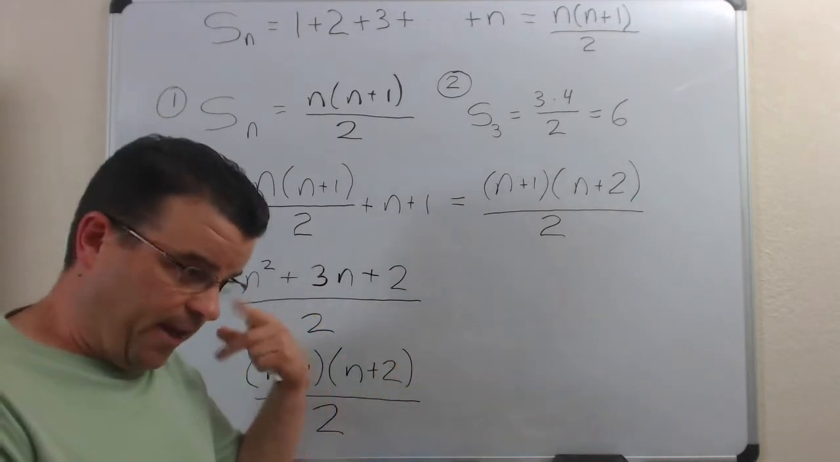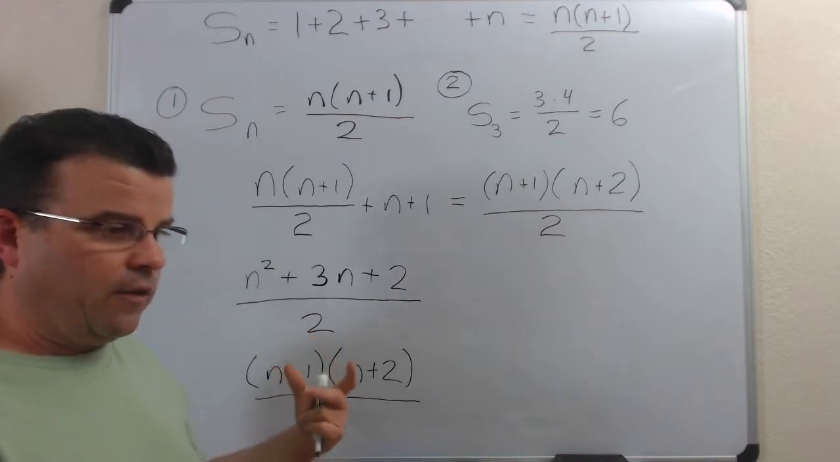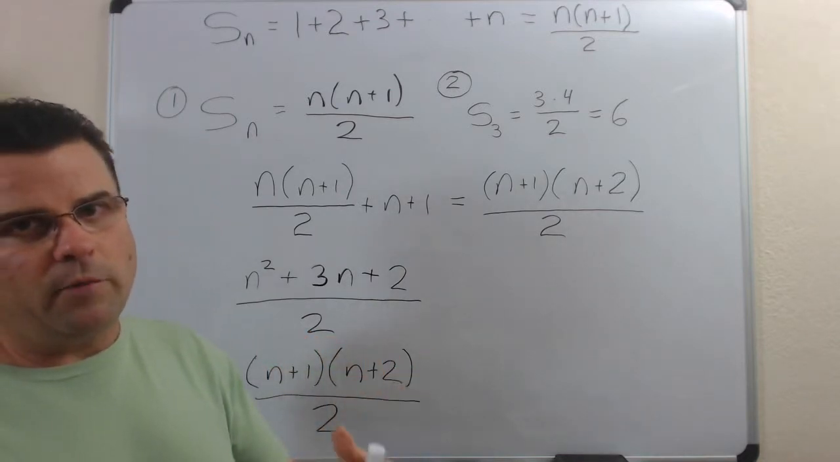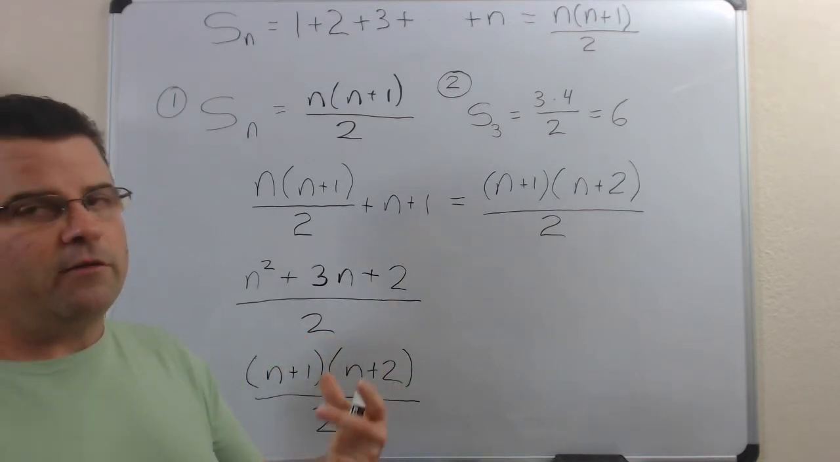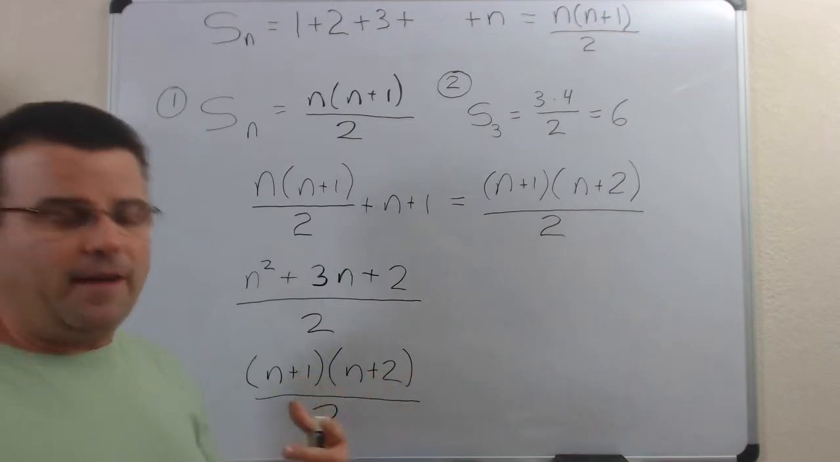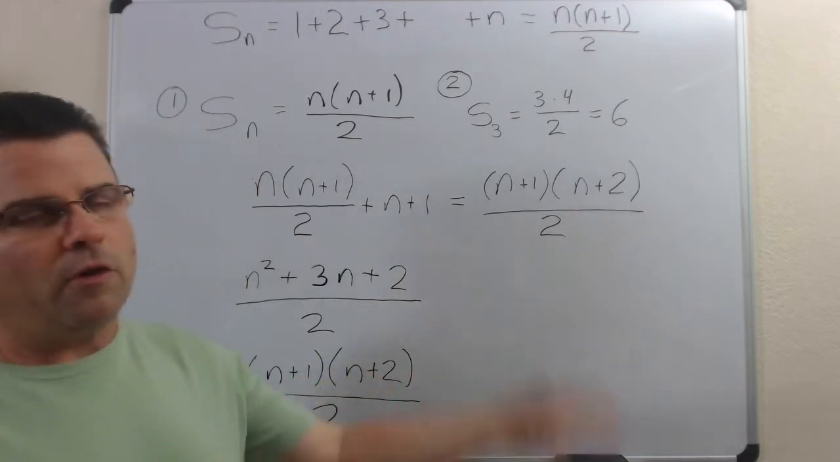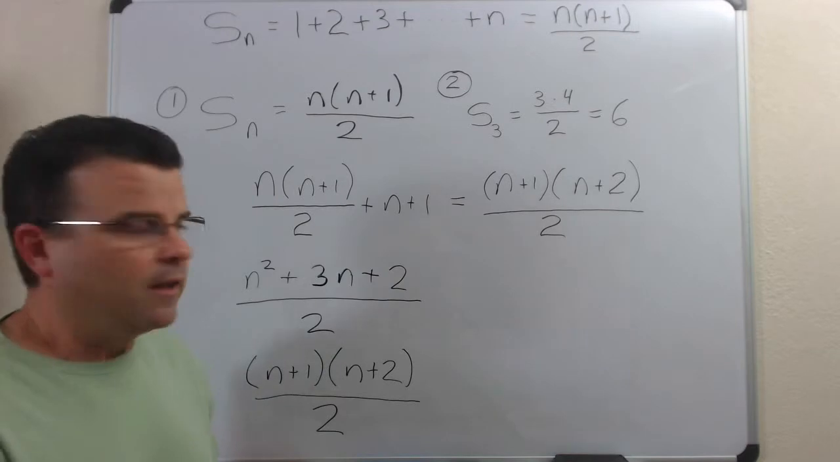So you can think it through in terms of if it's true for 3, then it's true for 4. But if it's true for 4, then it's true for 5. If it's true for 5, then it's true for 6. And by that process, you can see it's true for all positive numbers n.